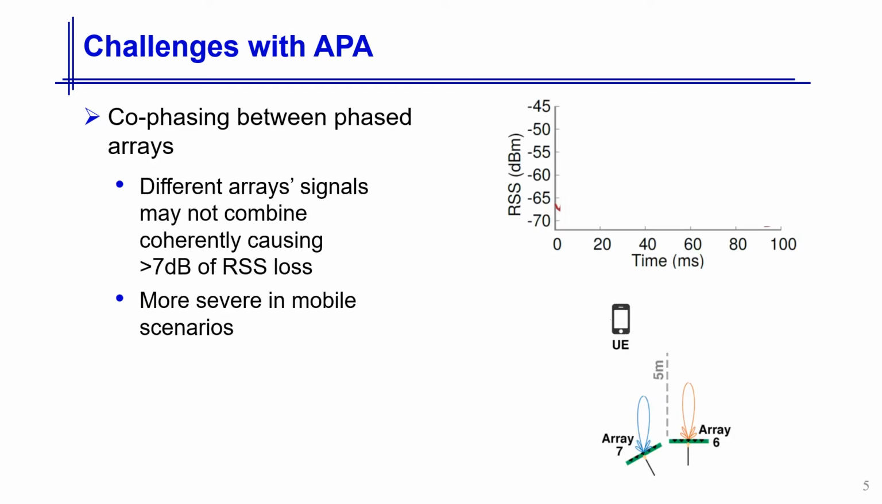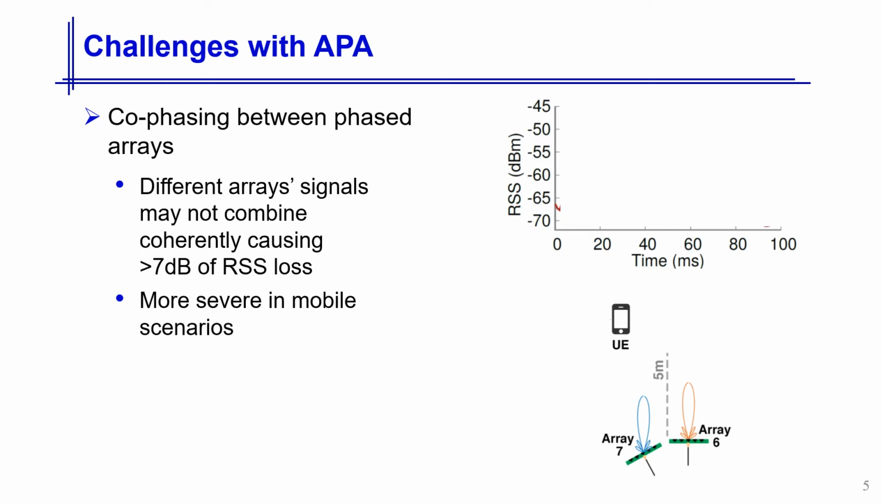The second challenge is multi-array cophasing. The phased arrays on the same APA node share the same RF chain and transmit the same baseband signals. Due to their relative location and orientation differences, the emitted signals do not necessarily combine coherently at the receiver, causing RSS fluctuations. To showcase this phenomenon, we run a control experiment with two arrays, indexed 7 and 6, on the AP, facing the client direction.